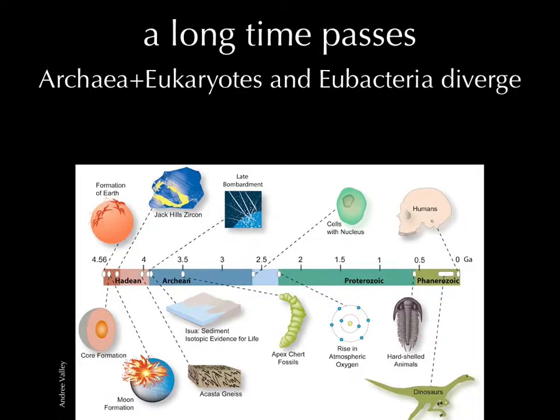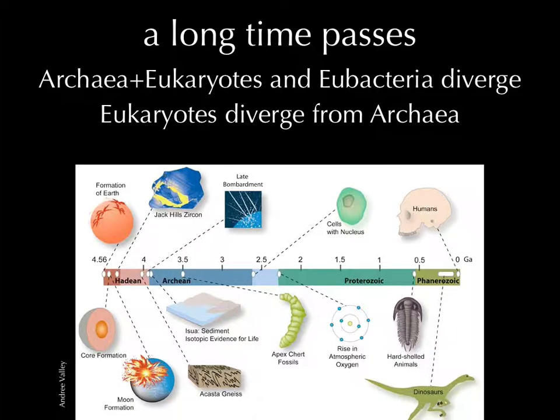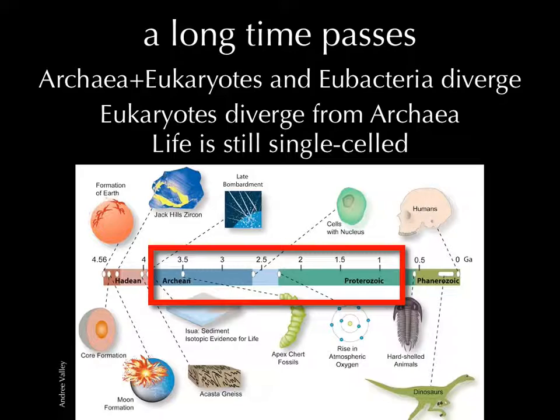Right? So we have archaea and eukaryotes diverging, and then we have eukaryotes diverging from archaea. And we have a long time where life is still single-celled. The environment ends here, and life evolves. Single cell. Why might that be? But this cell is really complex. Why would that slow it down?